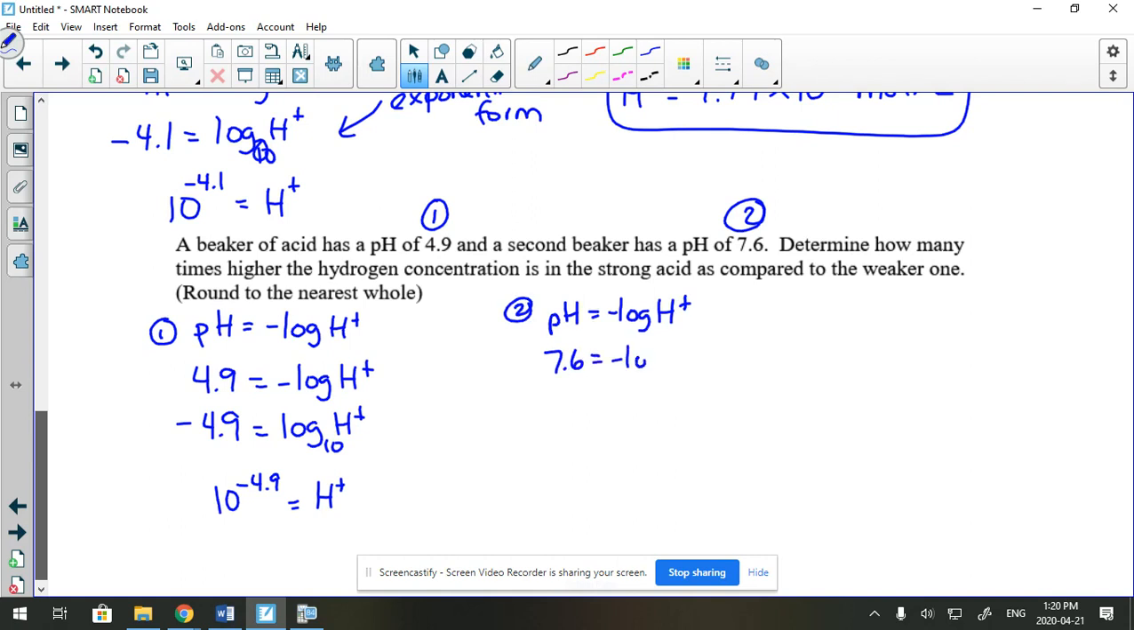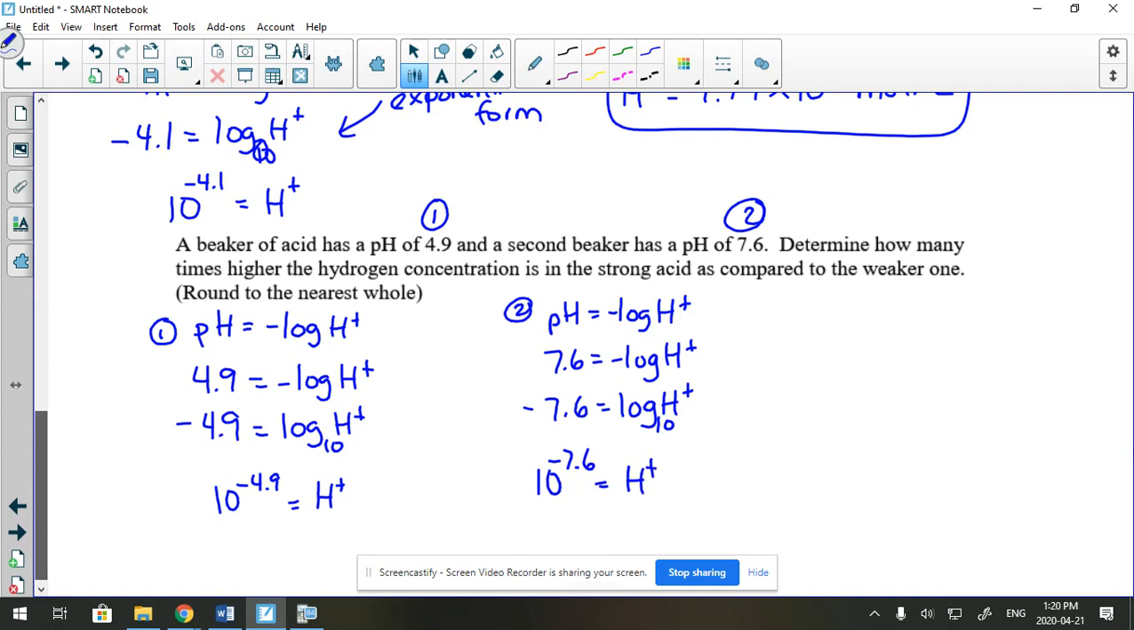7.6 is the pH. Multiply both sides by the -1 to move that negative over to the other side. And then we're going to write it in exponential form. This is base 10. So it's going to be 10 to the -7.6 is your concentration of hydrogen.